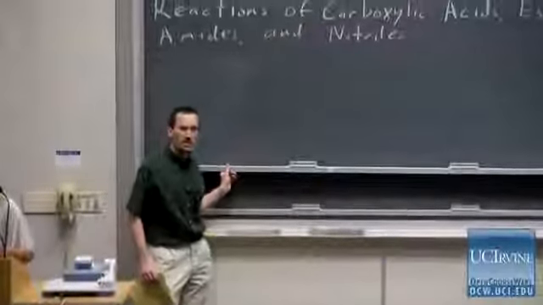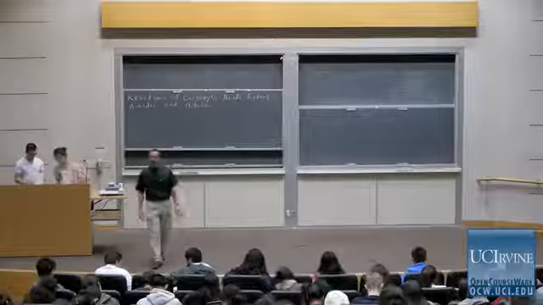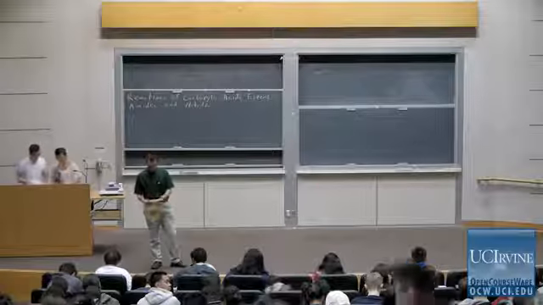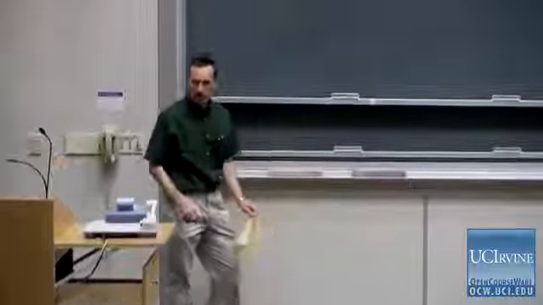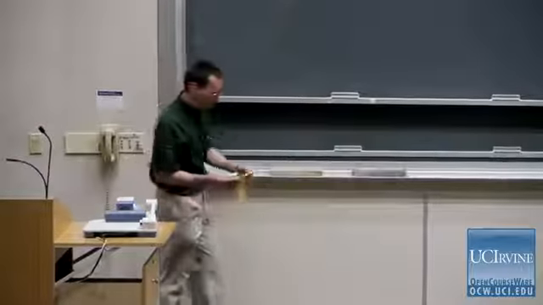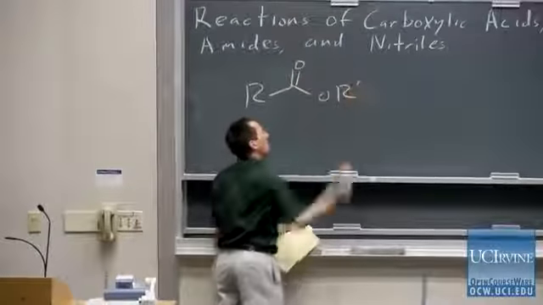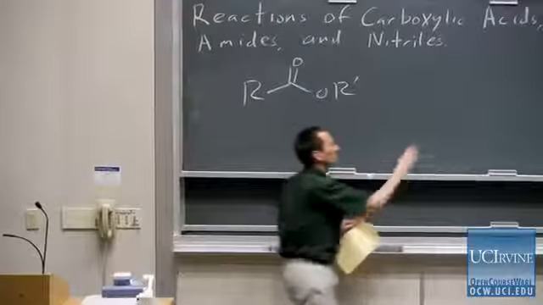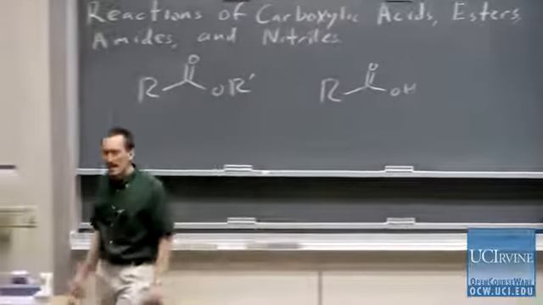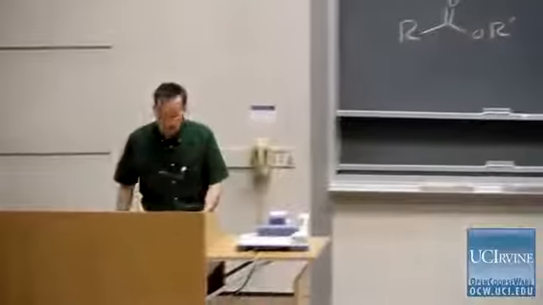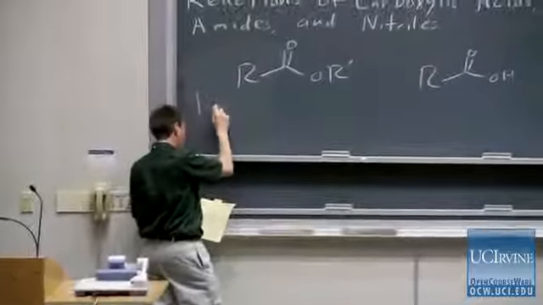We'll talk about some of the chemistry of carboxylic acids that we haven't seen before. We'll talk about the chemistry of esters, and we'll talk about amides and nitriles. And these are all less reactive than acid chlorides and anhydrides. So if I wanted to make some generalization, here's a generic ester structure. Here's a generic carboxylic acid structure. And in general, these structures are less reactive. These functional groups are less reactive to nucleophiles than acids and acid chlorides.